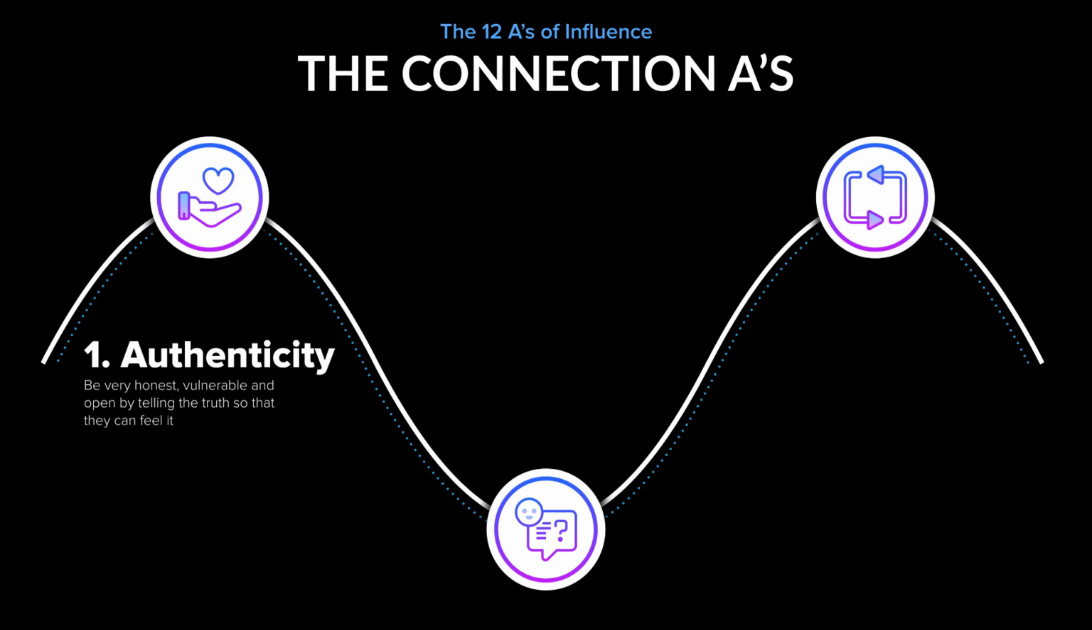Authenticity is the first A of influence that we start with because when a prospect or a customer or anyone that you are influencing or leading feels a level of authenticity, that you're being honest, vulnerable, open, and that you're telling the truth, they can feel it. Rationally, pre-rationally, intuitively. And when we're using the A of authenticity, it builds a high level of trust and integrity.